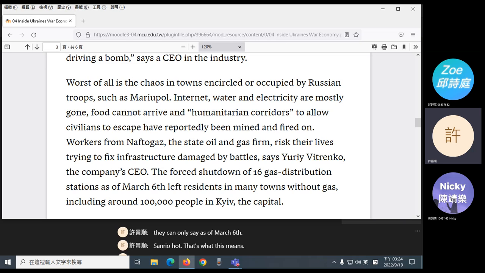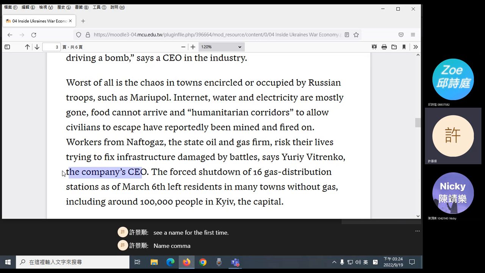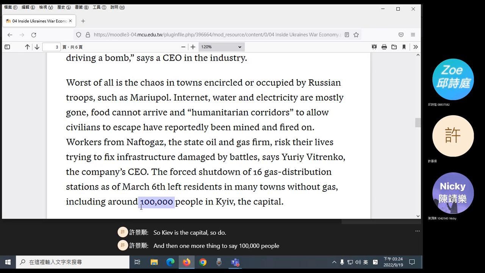And you'll also notice, when you see a name for the first time, name, comma, explanation, who is this person? Same for places, name, comma, explanation. So Kyiv is the capital, 首都. And then one more thing to say, 100,000 people.